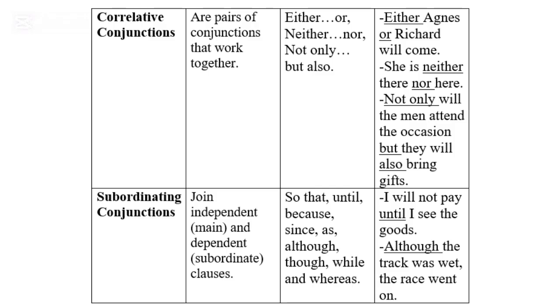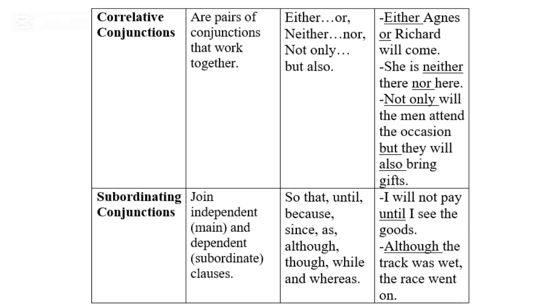Another type of conjunction is correlative conjunctions. What type of conjunctions are these? They are pairs of conjunctions that work together. That is, one goes with the other. Examples are either, or, neither, nor, not only, but also. Examples now.